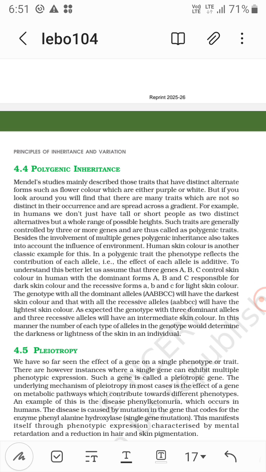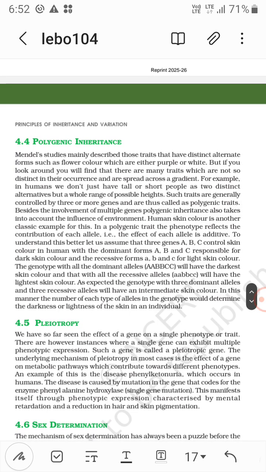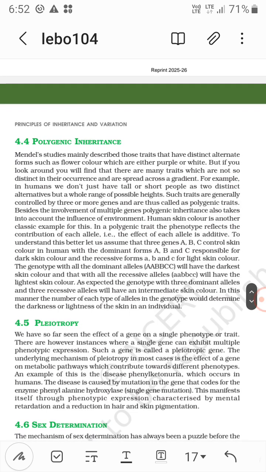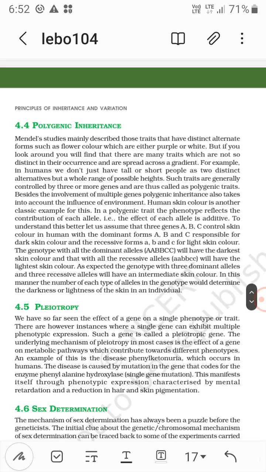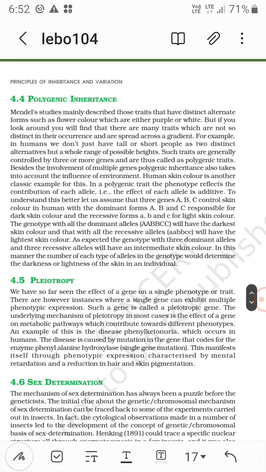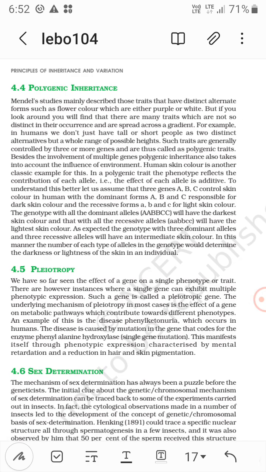If you look around, you will find that there are many traits which are not so distinct in their occurrence and are spread across a gradient. For example, in humans we don't just have tall or short people as two distinct alternatives, but a whole range of possible heights. Such traits are generally controlled by three or more genes, and are called polygenic traits.